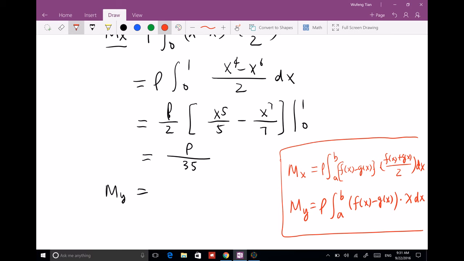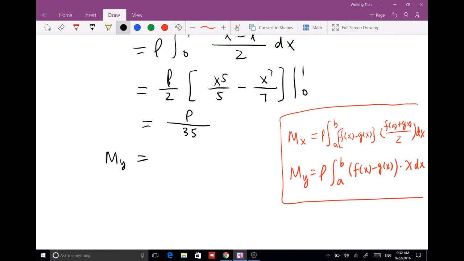Okay, so did you find my? It's good to let you practice a little bit, right? Can anyone tell me how you find my, the moment of y? Anyone? F of x minus g of x times x. Yeah, rho of a to b, so a is still from 0 to 1.